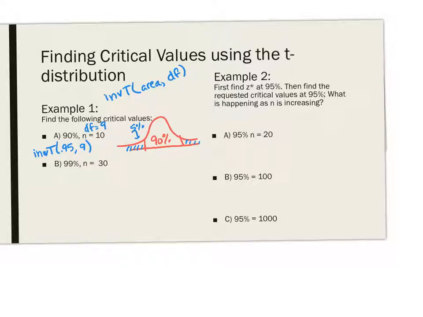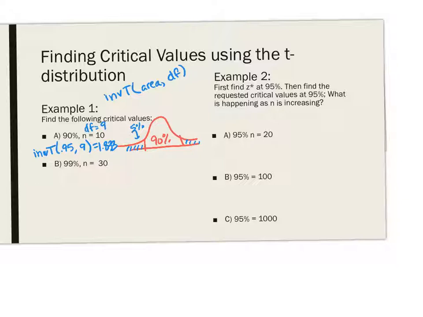Then we use a calculator to calculate that. We go second, and remember it's in bars, and you should see inverse T sitting in there. 0.95, comma, 9. You get a T of 1.833.